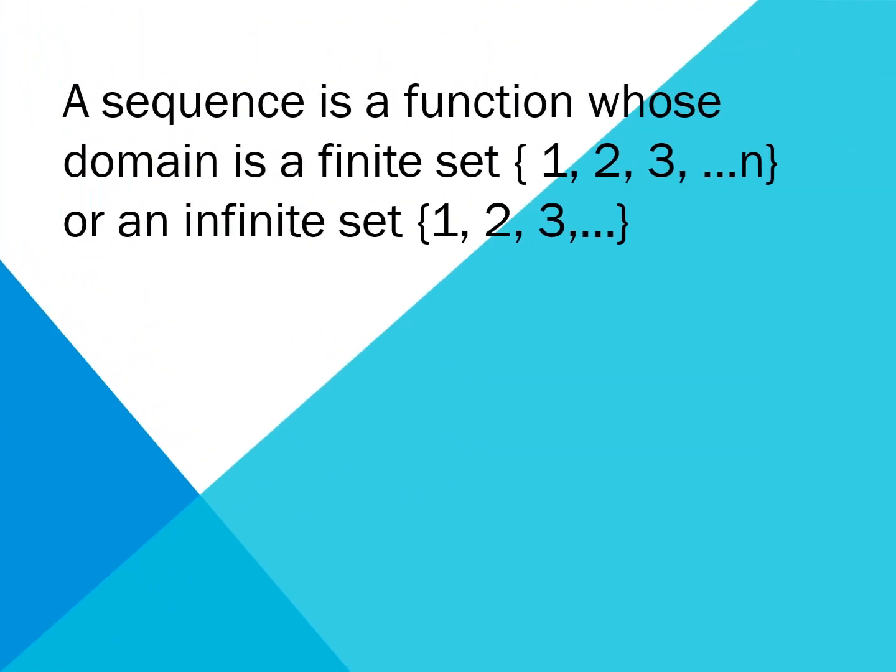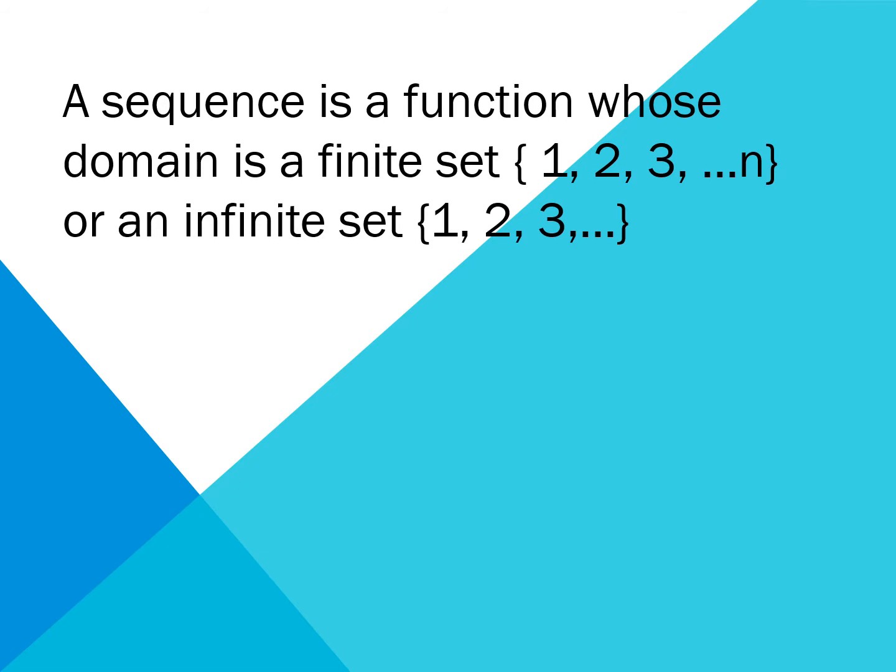A sequence is a function whose domain is a finite set 1, 2, 3 up to n or an infinite set 1, 2, 3 and so on. So if you will observe, when you say finite set, there is a limit. And when you say infinite set, there is no limit. So class, because a sequence is a function, therefore we have two variables involved here.